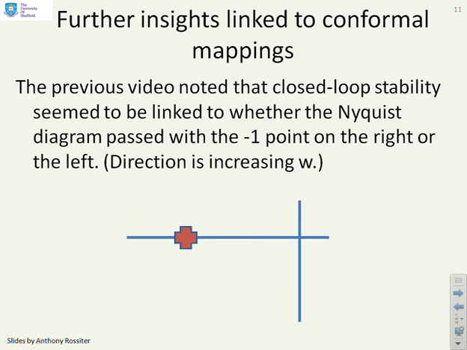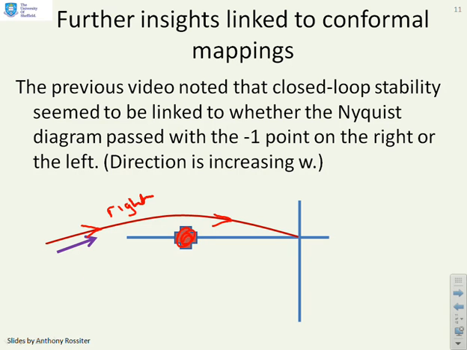Right, next things that come from conformal mappings. So the previous video noted that closed loop stability seemed to be linked to whether the Nyquist diagram passed with the -1 point on the right or the left, where we're talking in terms of directions of increasing omega. So let's imagine this was our Nyquist diagram. Let's mark our direction of increasing omega. There it is. Now, is the -1 point, clearly marked here, on the right or the left? Well, you can see in this case it's on the right.